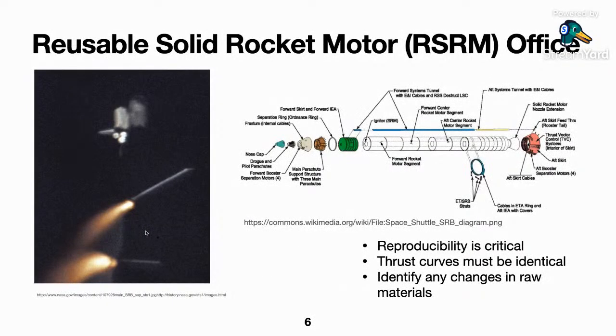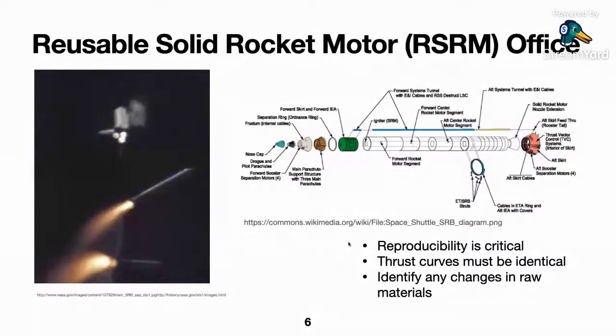So the reusable solid rocket motor office, or RSRM, produced and managed the boosters. So you can see here the boosters coming away from the space shuttle, still attached to the main tank, and they were dropped into the ocean. And the parts of the booster shown here, the propellant is going down through here, and this is essentially a very large version of what you have in a high performance amateur rocket motor. And what is important in using this for manned spaceflight is that it be reproducible. We have to know exactly what the performance would be.